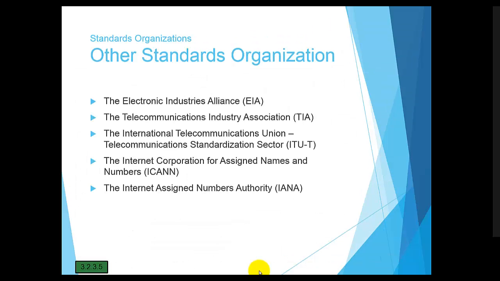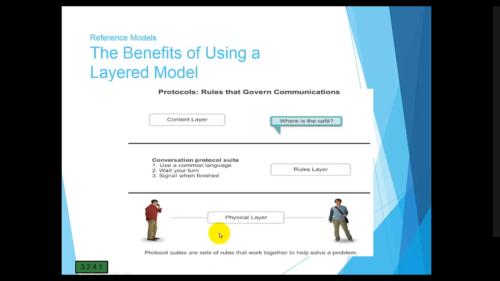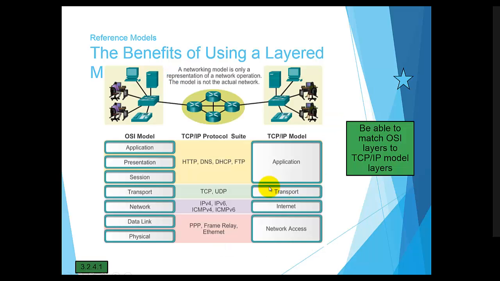Other standards organizations: here is the Electronic Industries Alliance, the EIA, and the Telecommunications Industry Association, the TIA. ICANN is the Internet Corporation for Assigning Names and Numbers. IANA is the Internet Assigned Numbers Authority. Benefits of using this layered model, again, would be fostering competition among devices and software vendors by enforcing the compatibility of the products.